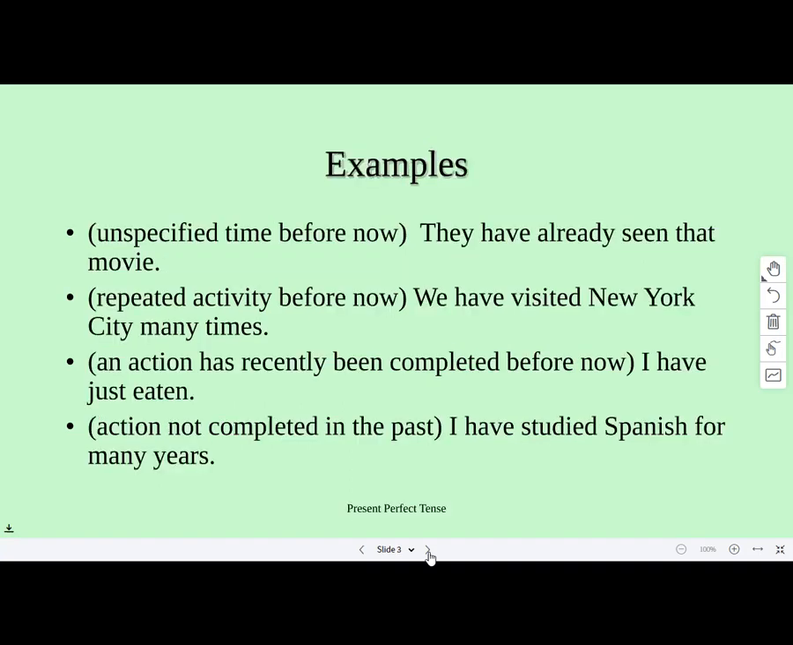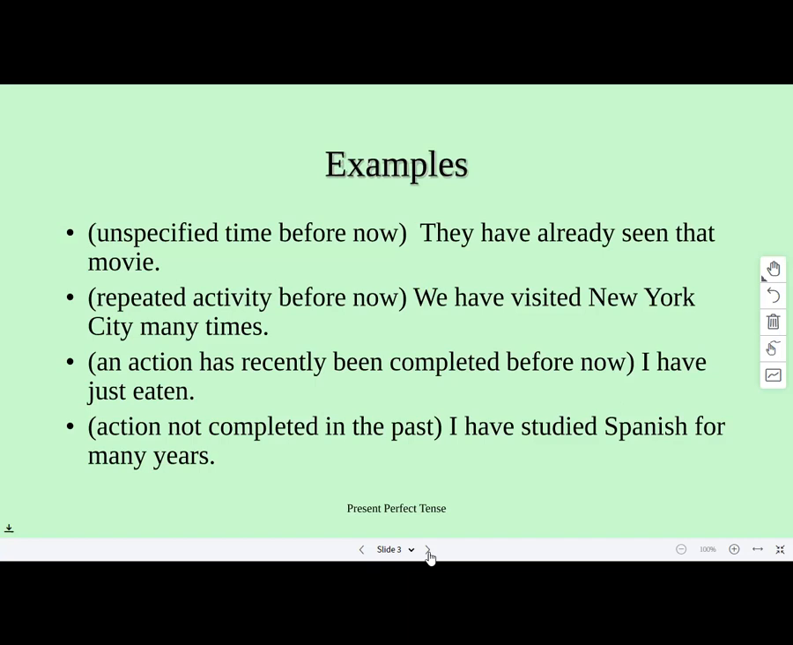The first one is unspecified time before now. They have already seen that movie. Now we do not know when they have watched this movie. Either it was 1 year ago, 2 years ago, 6 months ago, or maybe 3 hours ago. So when we do not know the exact time, then we use the present perfect tense.